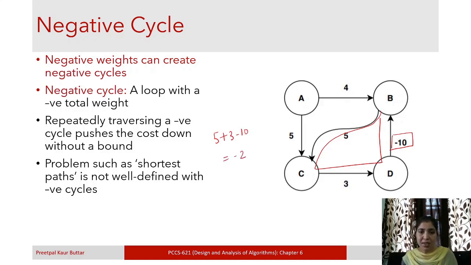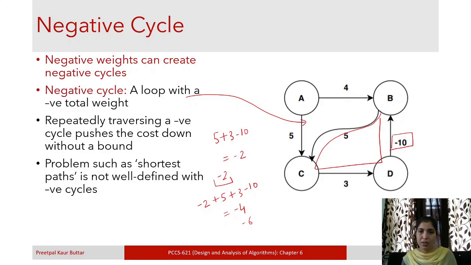Okay, so it means this is a negative cycle. This is a cycle with total negative weight. Okay, and if you repeatedly traverse this cycle, on the first traversal the weight is minus 2, and again you traverse it, minus 2 plus 5 plus 3 minus 10, now it will be minus 4, again you traverse it, it will be minus 6 and so on.